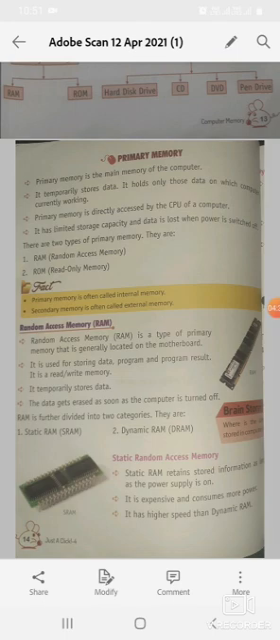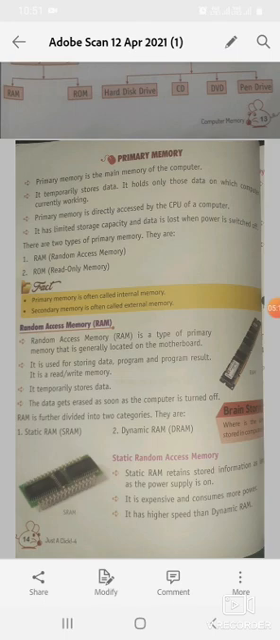Random access memory, RAM. Random access memory (RAM) is a type of primary memory that is generally located on the motherboard. It is used for storing data, programs and program results. It is a read and write memory. It temporarily stores data. The data gets erased as soon as the computer is turned off. RAM is further divided into two categories. They are static RAM (SRAM) and dynamic RAM (DRAM).